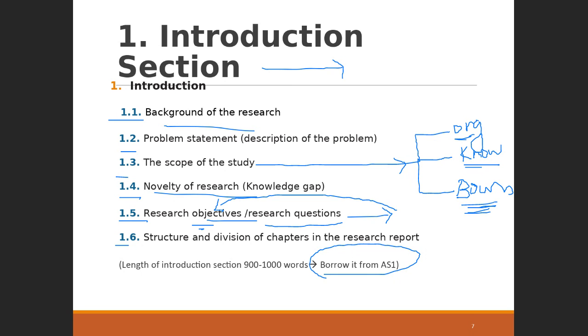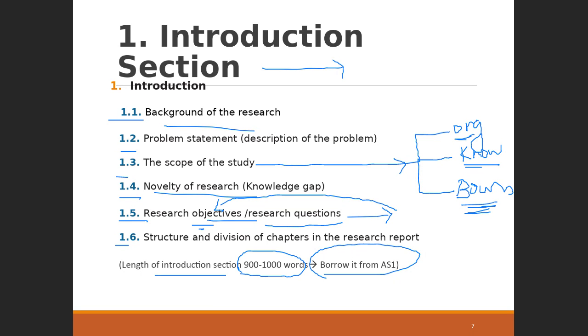Now, you also need to be very careful to avoid giving too many details in the introduction section, because the literature review section will cover the topic in detail. So that is why I have put a limit on the length of your introduction section. The length of your introduction section should be between 900 to 1000 words. So this is the limit you need to work with.